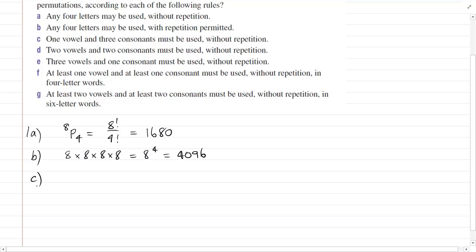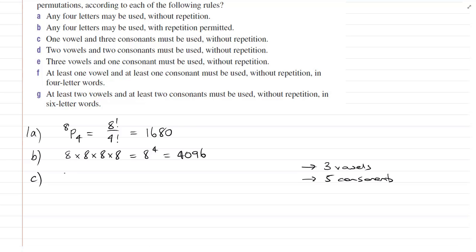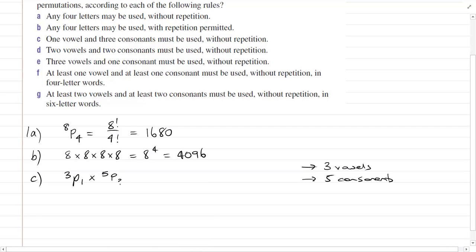At this point, it's important to recognize that there are three vowels and five consonants in this word. So I'm going to be using those numbers to make my calculation. One vowel means that out of the three, I need to choose one of them. So it's 3P1. Three consonants means that out of the five, I need to choose three of them, and order does matter here.